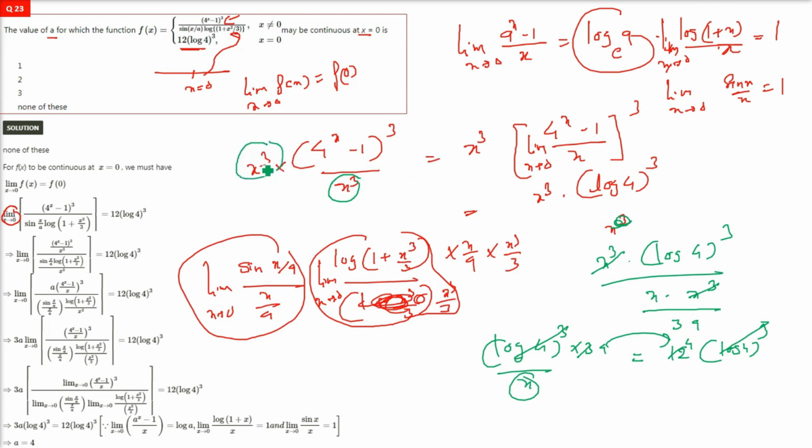So the whole idea, you understood how to find out a equals 4. Simply take the limit of the first function and equate it to the 12 log 4 cube. So I'm just changing it. It gets cancelled. X cube gets cancelled. This x which I just wrote was non-essential. It was not there already because it was x square by 3 actually. So a is equal to 4.